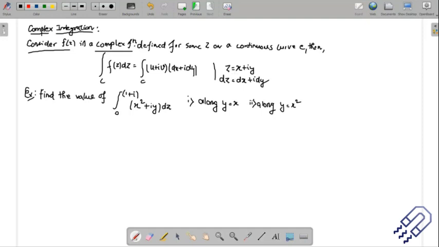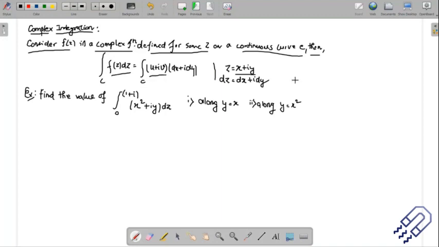Form of x plus iy, right? A real part and the imaginary part, and it will be defined for some z on a continuous curve C. Let's say maybe it's an integral, where you're giving the upper limit and the lower limit. It can be a closed integral as well. And if this is the function f(z) dz, we can actually write it down as u plus iv.